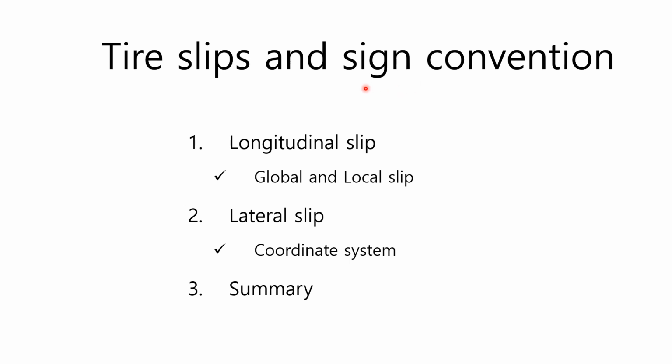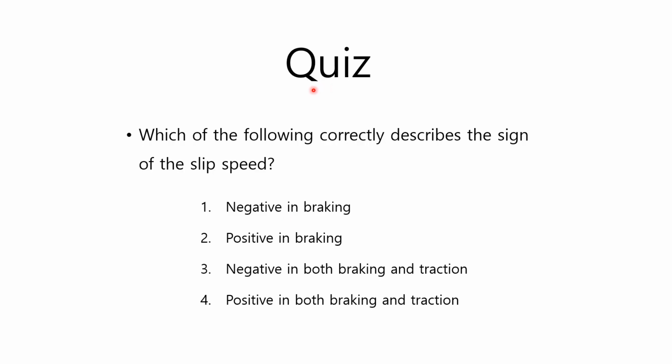Hi guys, I will explain tire slips and the sign convention from longitudinal slip to lateral slip. Here I have a quiz for you. Which of the following correctly describes the sign of the slip speed? Negative in braking, positive in braking, negative in both braking and traction, positive in both braking and traction.